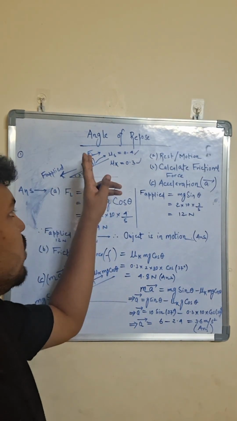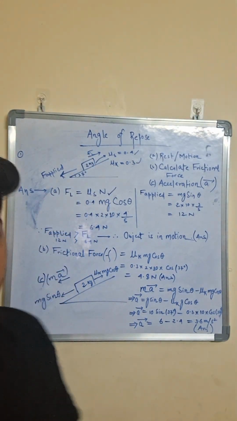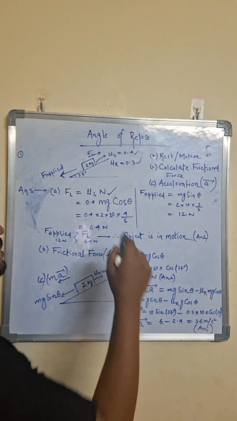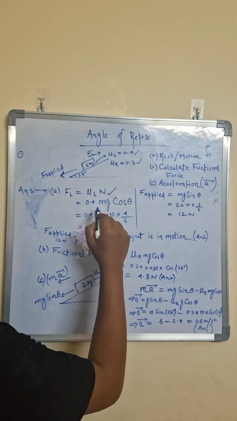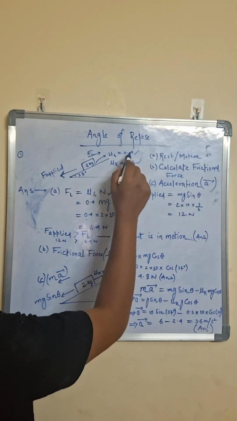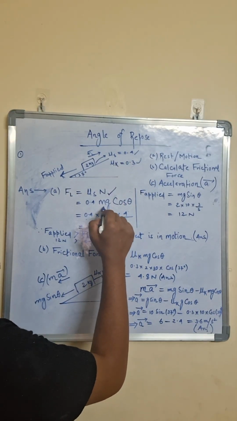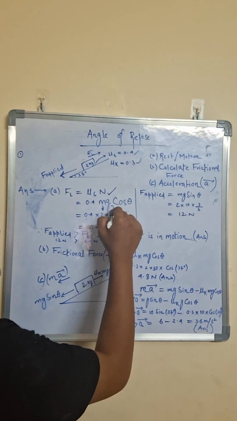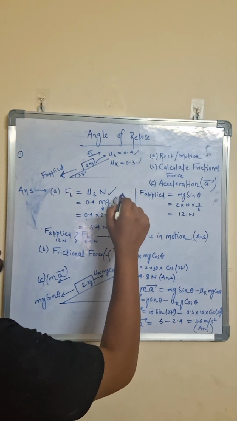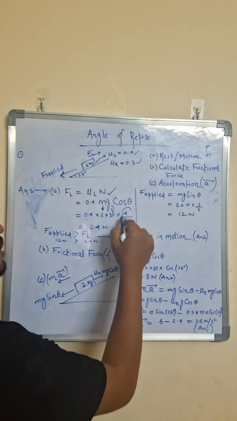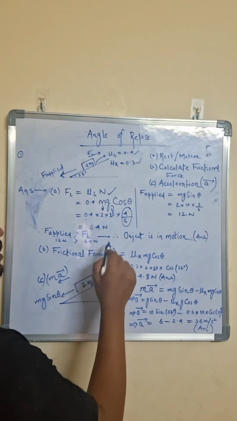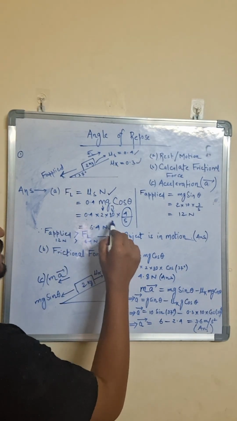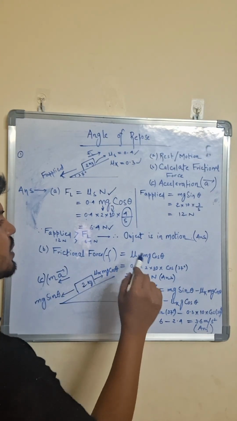So to calculate the frictional force, the limiting friction force, the formula is mu s N. Here mu s is given as 0.4. We are taking m as 2 and g as 10 and the cos 37 value is 4/5. From this we have got the limiting friction value as 6.4 Newton.